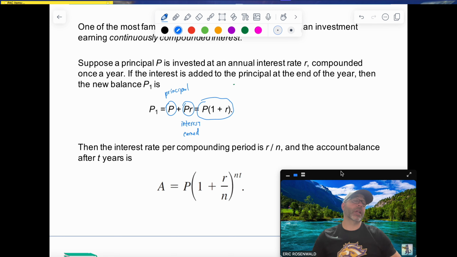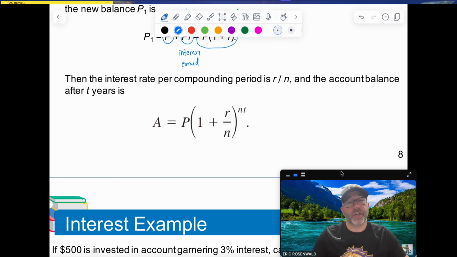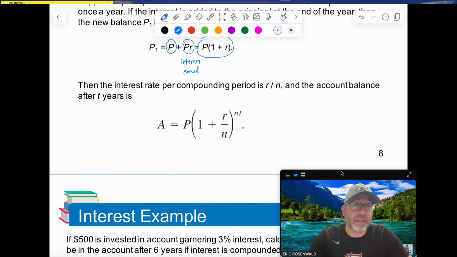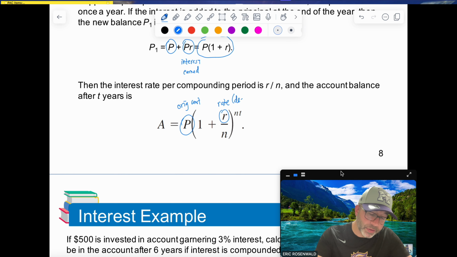But what happens when we're compounding it over time, multiple times? Then the interest rate compounds R divided by N, and the account balance over T years is given, and the formula itself actually changes. So what we have is P is the original amount, R is the rate as a decimal. You do not use the whole number.